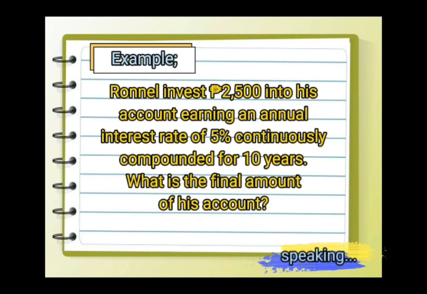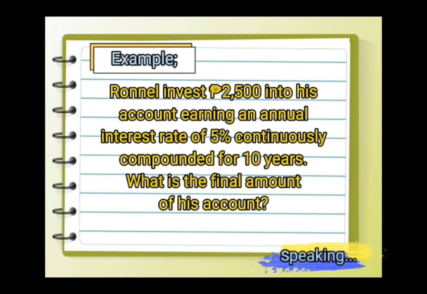Lastly, when the principal P in pesos is invested at an annual interest rate r, compounded continuously, the amount accumulated after t years is given by the formula A equals P multiplied by e raised to rt. Example, Ronel invests 2,500 pesos into his account, earning an annual interest rate of 5% continuously compounded for 10 years. What is the final amount in his account?